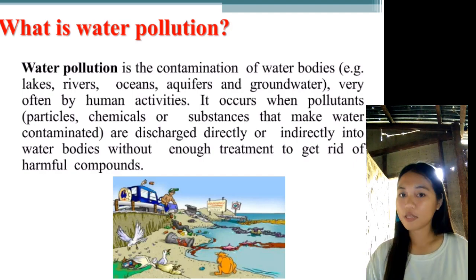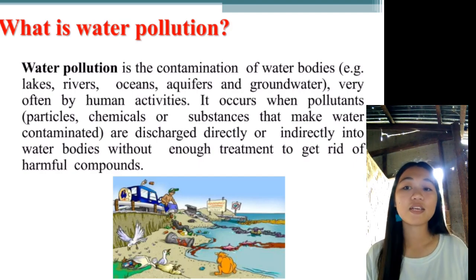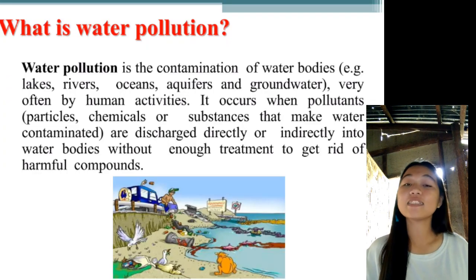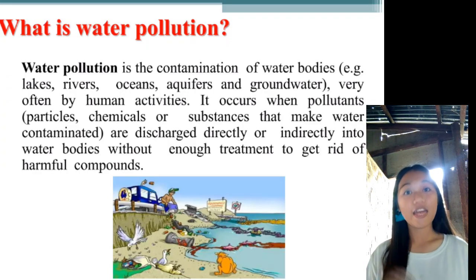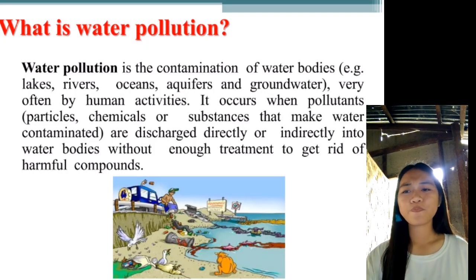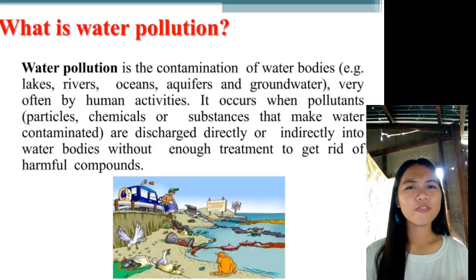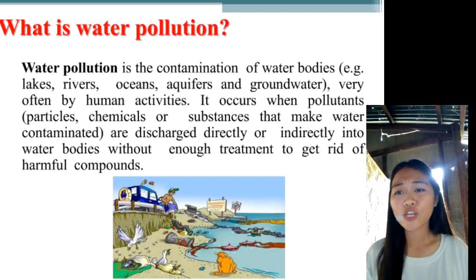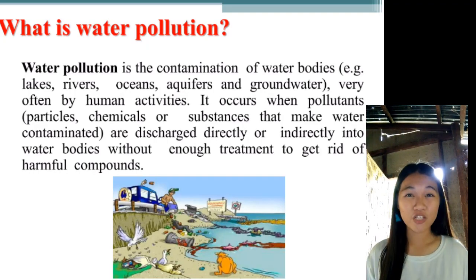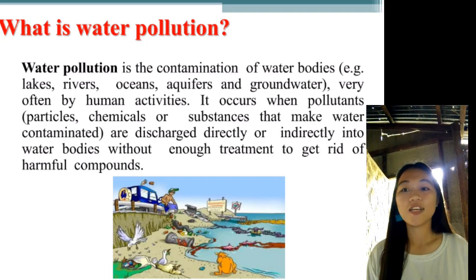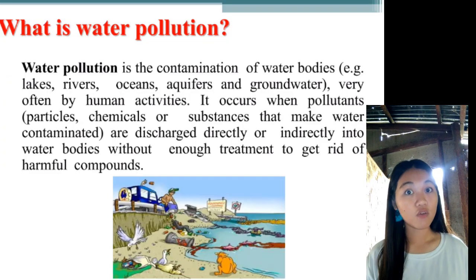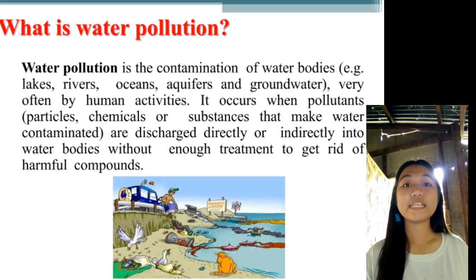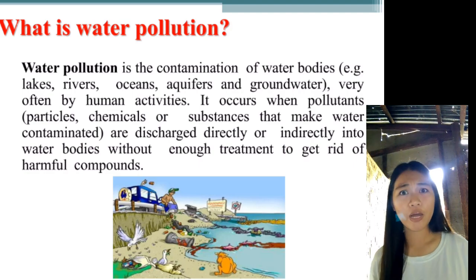It can be particles, chemicals, or other substances that make water contaminated and is very dangerous to our ecosystem. Now, let us delve into what are the sources of water pollution. So there are actually various classifications of water pollution, and the two chief sources of water pollution can be seen as point and non-point. So what are point and non-point sources?